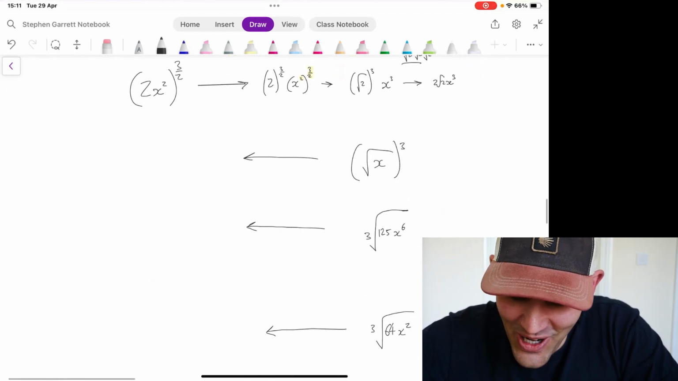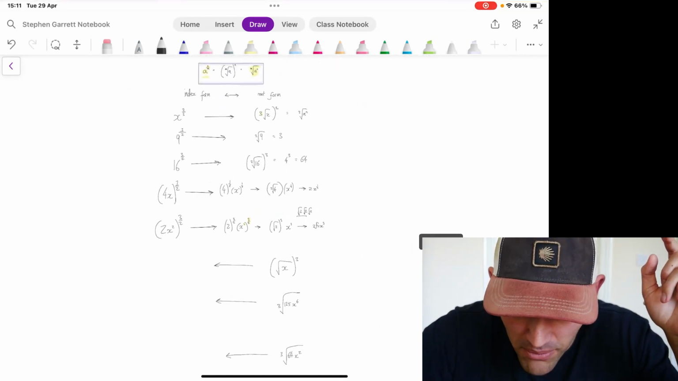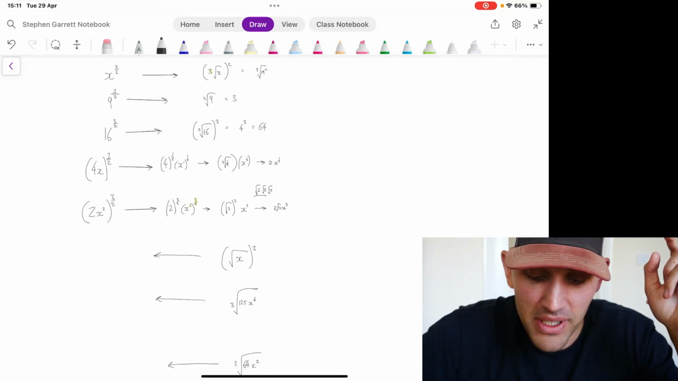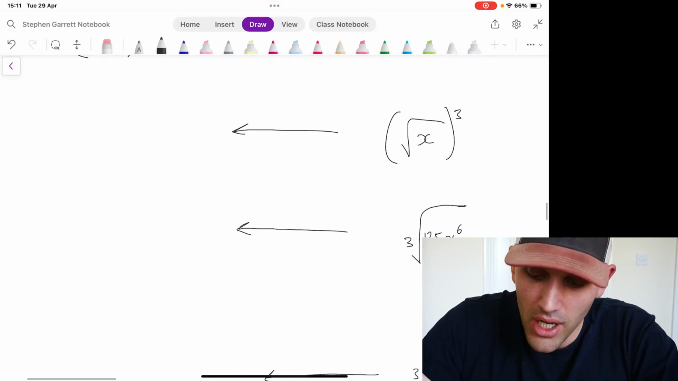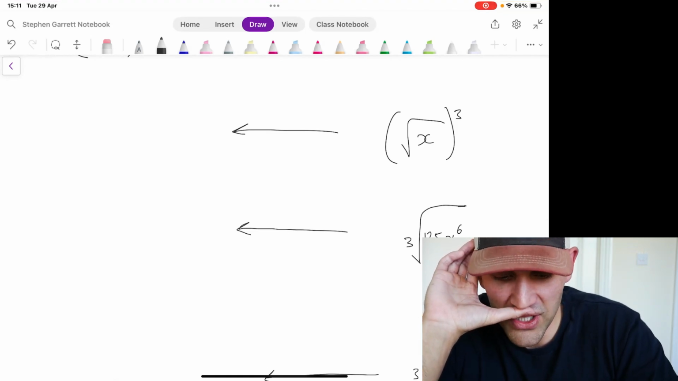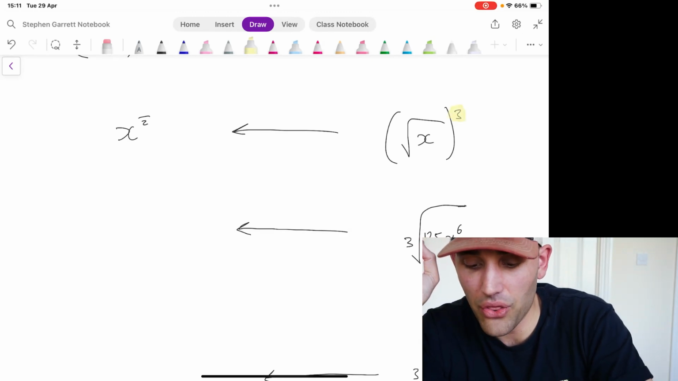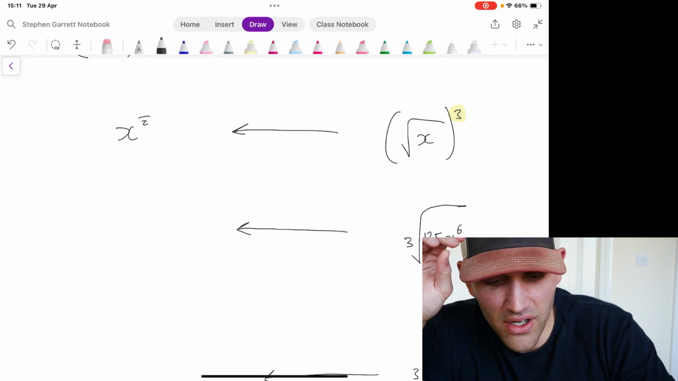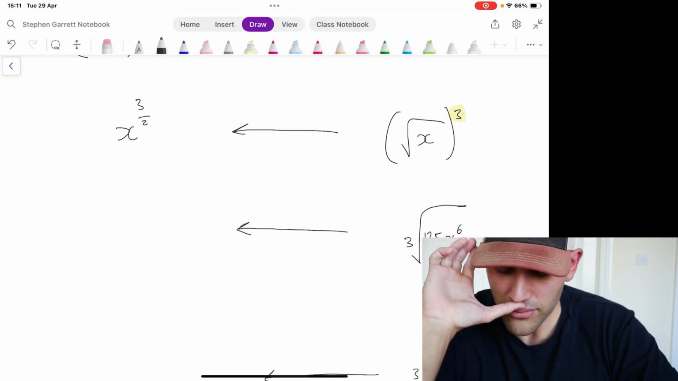Okay, so we can go backwards the other way. We can go from a root form back to an index form. So I know if it's a square root, that's going to have a denominator of 2, and I see that the power here is 3, so that's going to be x to the power of 3 over 2.